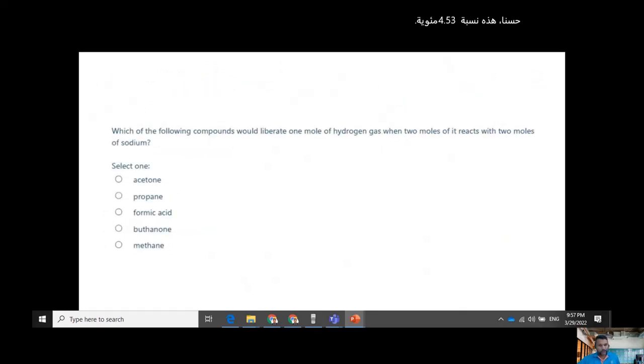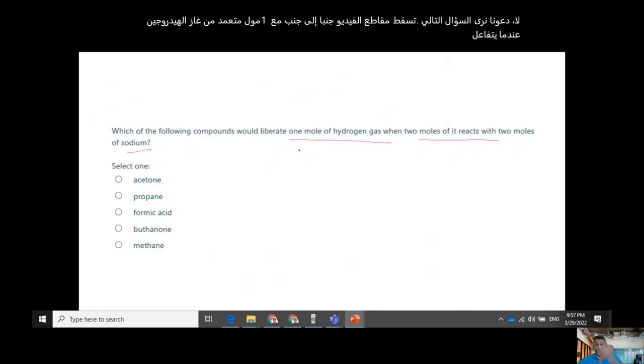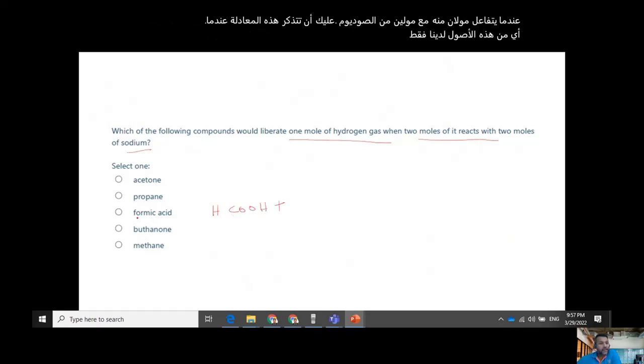Now let's see the next question. Which of the following compounds would liberate 1 mole of hydrogen gas when 2 moles of it reacts with 2 moles of sodium? You have to remember this equation. When any of these acids, only we have formic acid, that is HCOOH. Okay, acids would react with metal, okay, that would produce hydrogen gas.